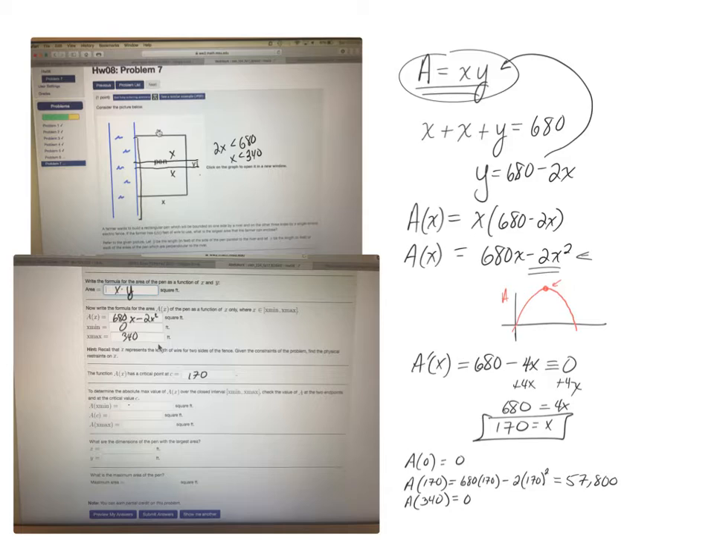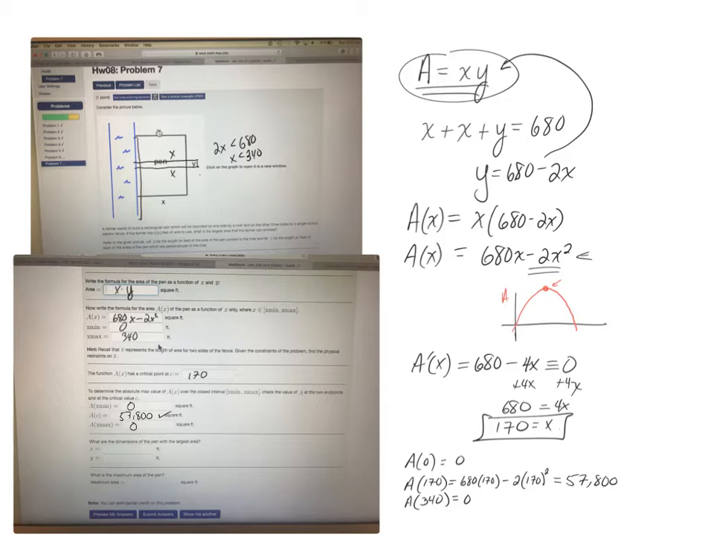So we get 0 at the minimum, 0 at the maximum x value, and we get 57,800 as our max, as our value of the area at the critical value. And so that's our winner. It gets the biggest area by far. And so all we have to do now is get the dimensions of the pen with the largest area.